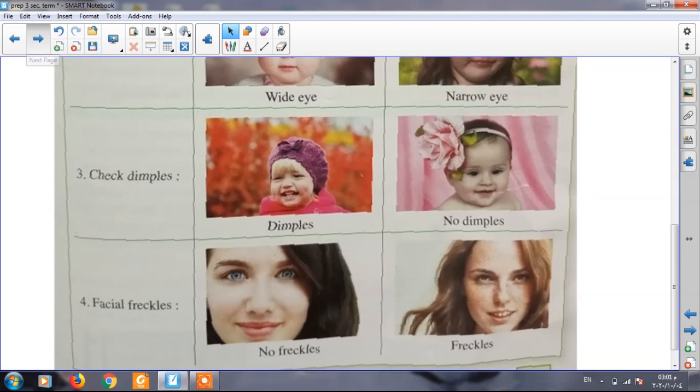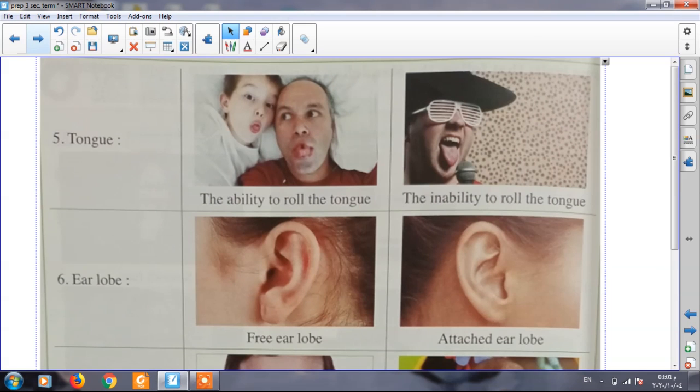Okay, what else? The other traits found in humans? Tongue. There are some people who have the ability to what? To roll the tongue. Okay, if you have this ability, this is dominant. But if you can't roll your tongue, it stays straight, or you have no ability to roll this tongue, this is recessive.